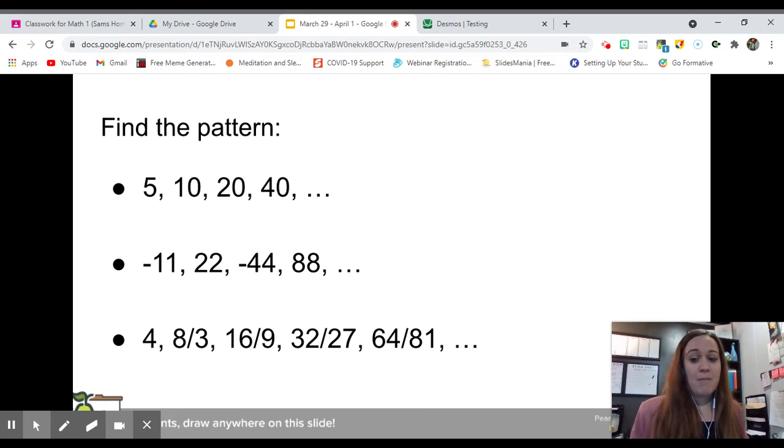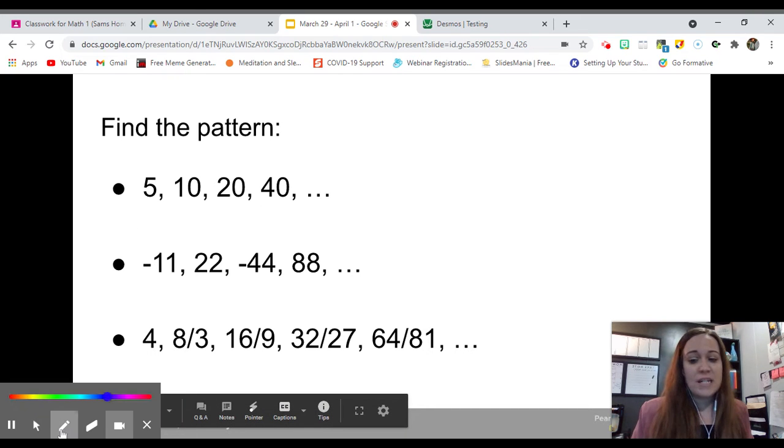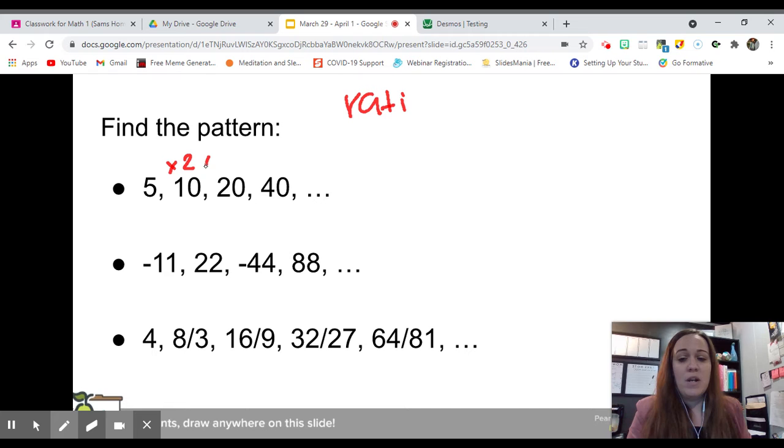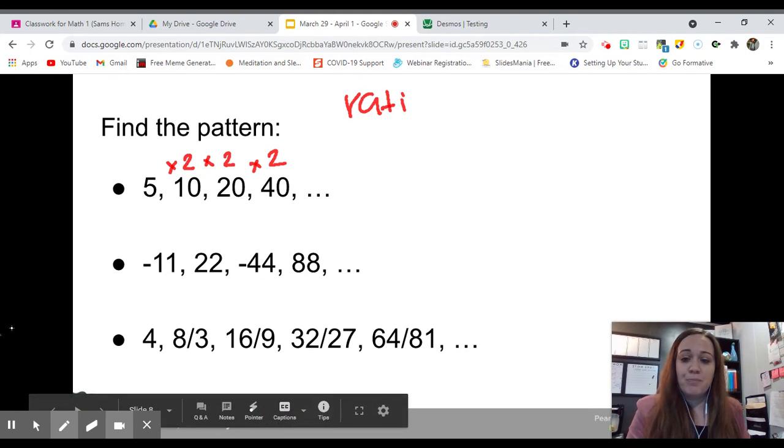Now we're going to be finding the patterns. As you can see on these, adding or subtracting is not going to work. So we're moving on to finding the ratio, and the ratio is just a way to multiply. How do I go from 5 to 10? I multiply by 2. 10 to 20, I multiply by 2. 20 to 40, I multiply by 2.